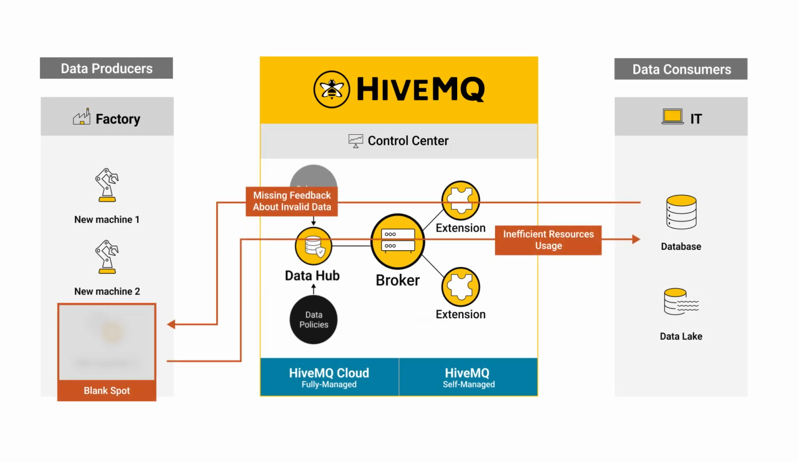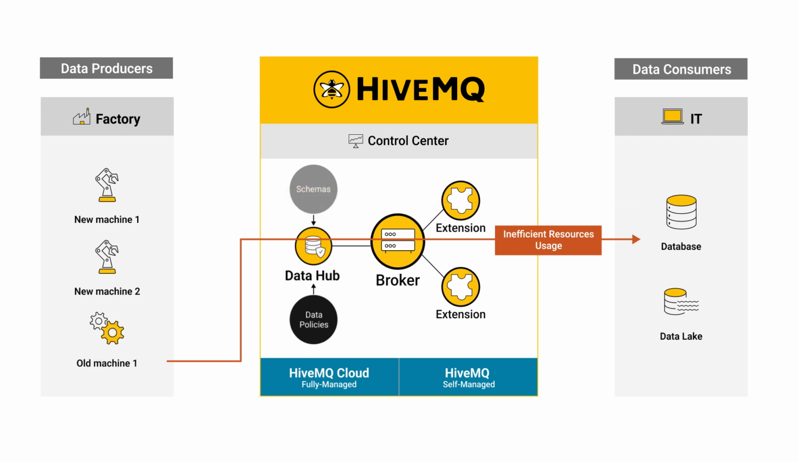Hopefully this demo has shed some light on the benefits of HiveMQ Data Hub. It solves all of the problems we identified in the beginning. We can now identify clients sending invalid data and no longer have blank spots. We get detailed feedback on what causes a failure. Data Hub drops the message early in the data supply chain. It no longer causes resource-intensive validation checks.